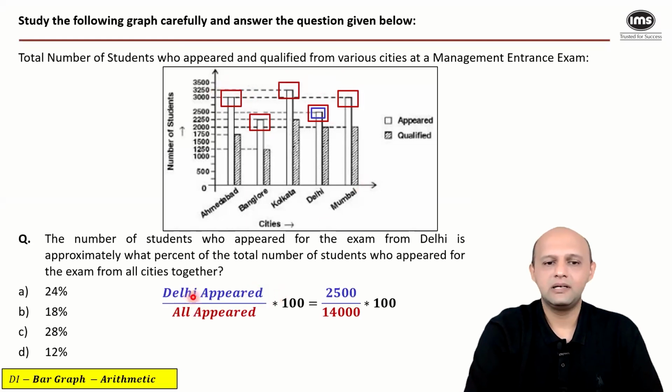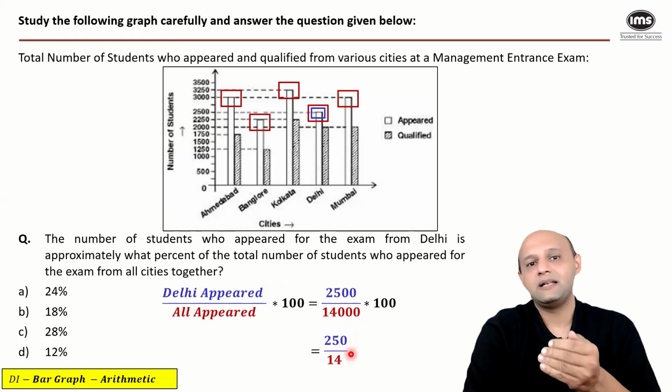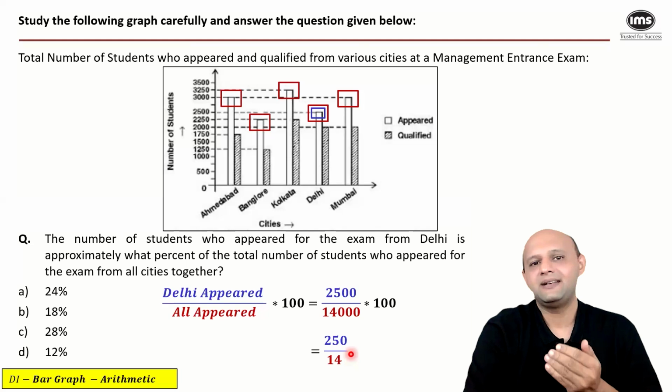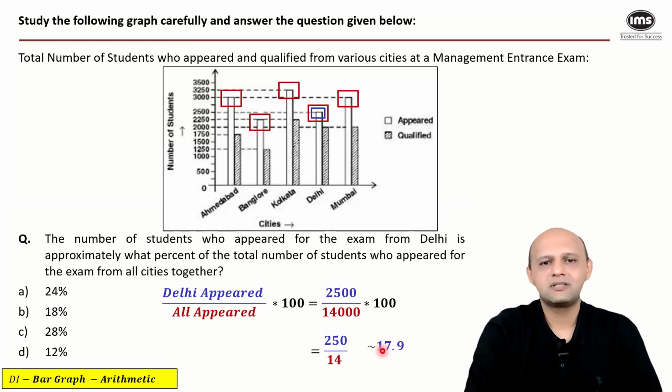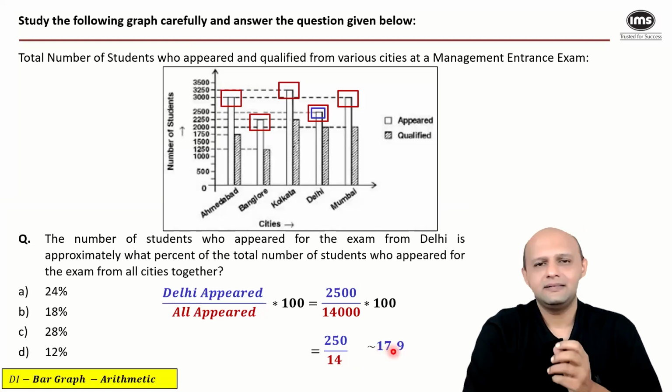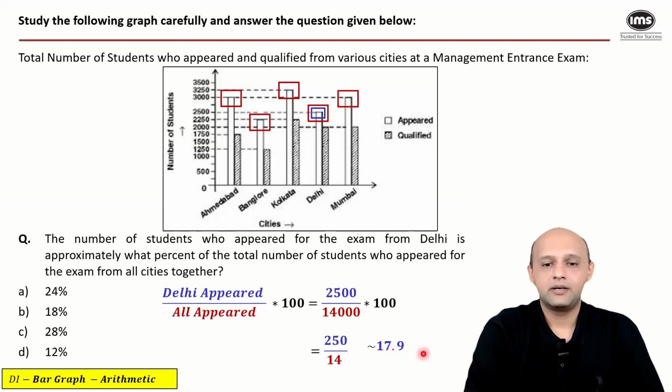So therefore, appeared from Delhi to total appeared would be 2500 upon 14,000 into 100. What will this simplify to give you? 250 by 14. 14 fours are 56, 14 times 1 is 14, and you're left with 11, so 110. 112 is the next multiple of 14, which is roughly 8 times. So therefore, this number is approximately 18%. Exactly, it is somewhere around 17.89, that's the value we have. But if you look at it approximately, which is what is asked, approximately what percent, the answer would be option B.